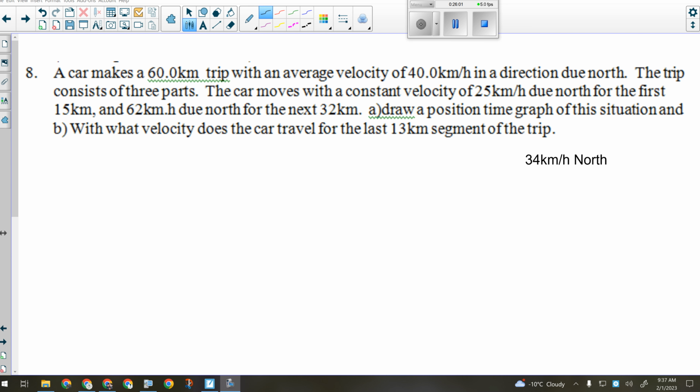Okay. So in this one, we've got a trip consisting of 3 parts. The first thing we want to do always is write down what we know. First part, we've got a velocity of 25 kilometers per hour north, for the first 15 kilometers.